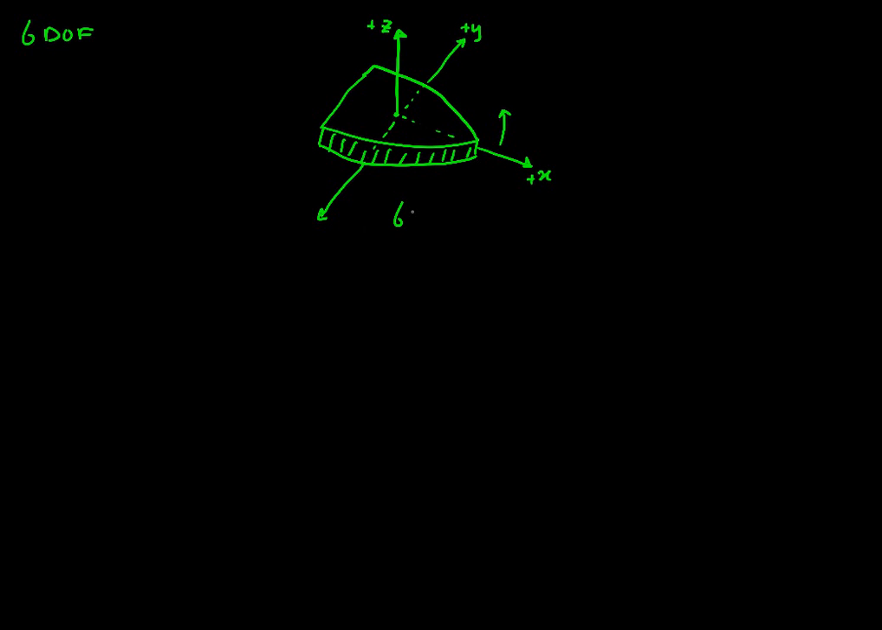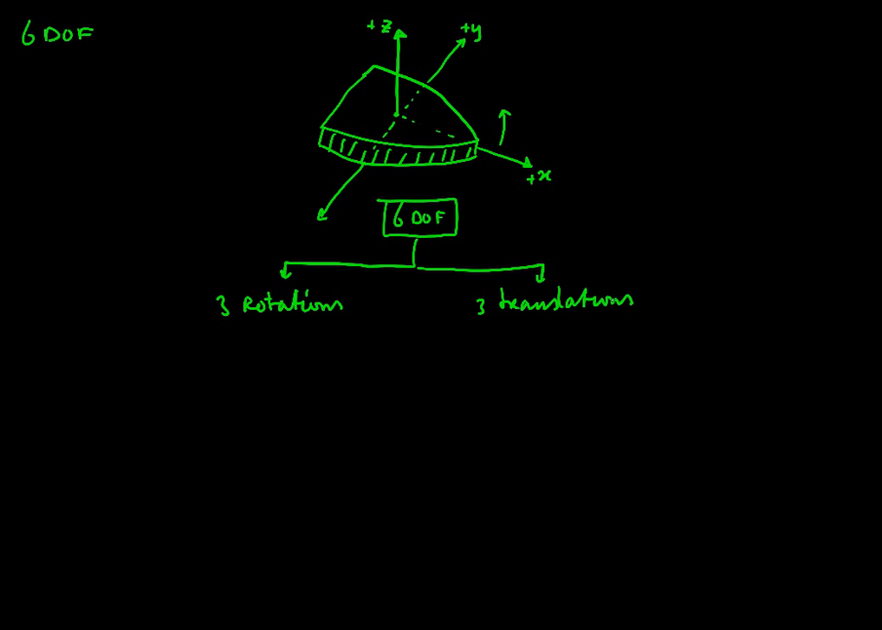When we look at the 6 degrees of freedom, we can split them into 3 rotations, and we have 3 translations. Okay, we'll have a look. First start with the x-axis.